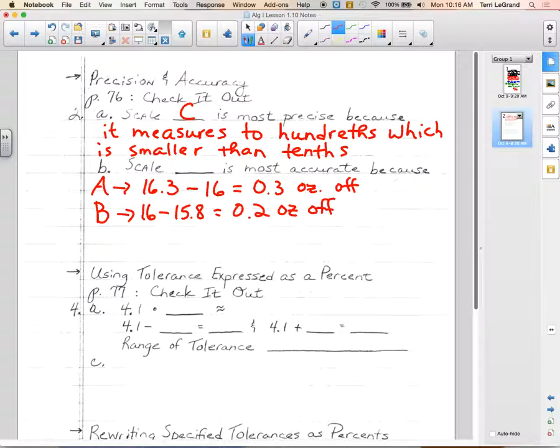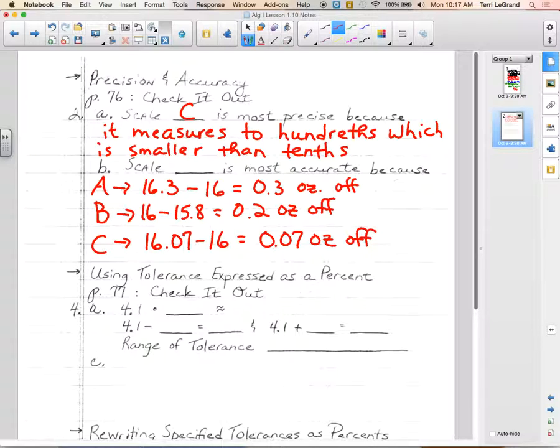Okay, how about scale C? What did it measure it to? Riley? It was 16.07. 16.07, and that's bigger than 16, so I'm going to put it first, and that would be 0.07 ounces off.